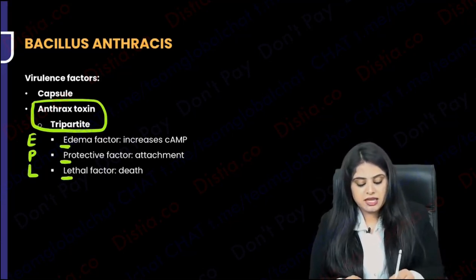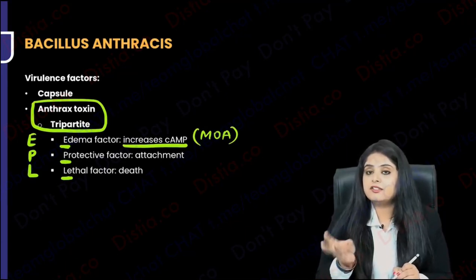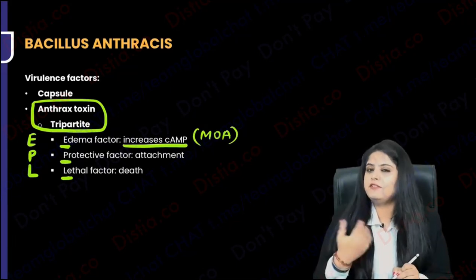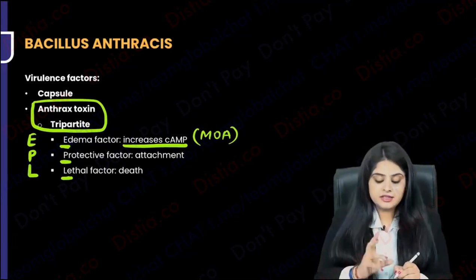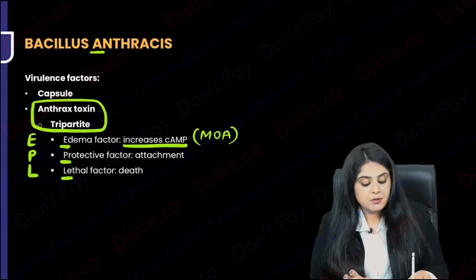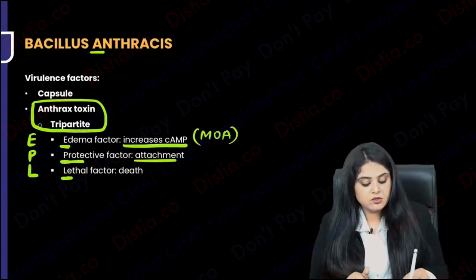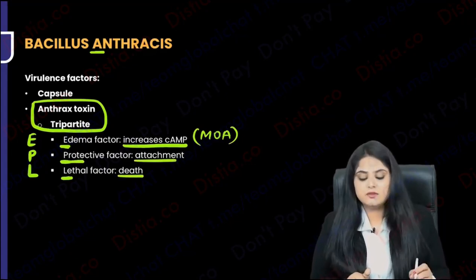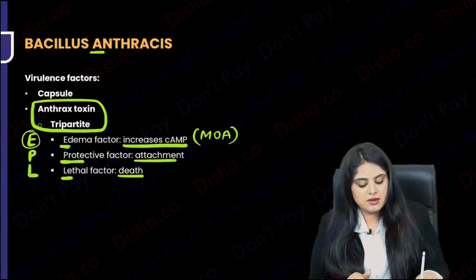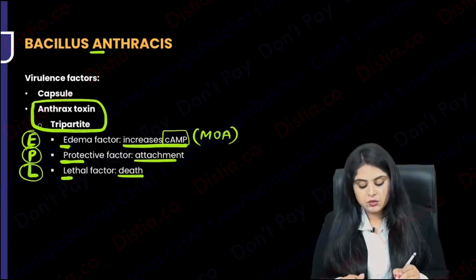Edema factor, what is its mechanism of action? Edema means it is going to increase the cyclic AMP. You know, there are a lot of bacteria which increase cyclic AMP. Some increase cyclic AMP, some increase cyclic GMP. So after a while, when we've done more bacteria, I'll give you a list. For now, learn that Bacillus anthracis is going to increase cyclic AMP and cause edema. Protective factor, how will it protect? It helps in attachment of the bacteria. That is why it's protective. And how is it going to be lethal? Lethal factor, of course, will cause death of the cells. So as I said, English Premier League: edema factor, protective factor, lethal factor, and the cyclic AMP pathway is activated. So let's go on to the disease.